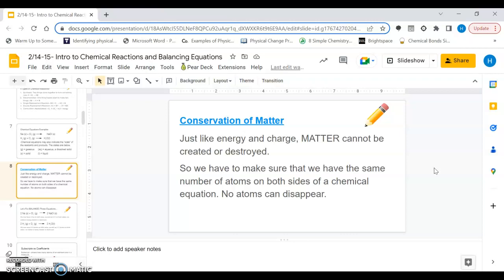So again, we have to have the same number and same type at the beginning and at the end. If I have a gold at the beginning, one gold atom, I have to have one gold atom at the end. It can't magically become something else. So the conservation of energy is really important.